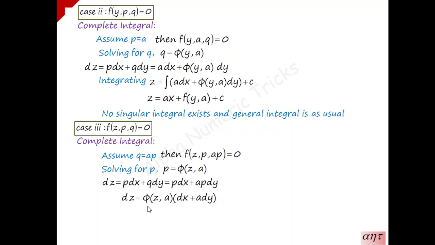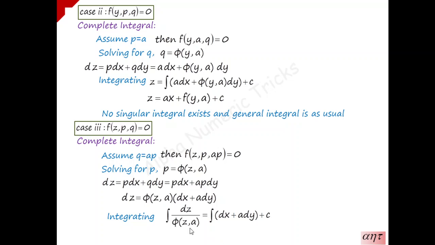Now you can separate the terms, that is phi of z comma a is taken to the left hand side denominator. After that you have to integrate it. So integrating, the integral of dz by phi of z comma a is equal to the integral of dx plus a dy, plus a constant. When you take the z terms and combine them together, then the integration becomes easy. That's why we take phi of z comma a to the left hand side denominator, that is, you combine the z terms together.